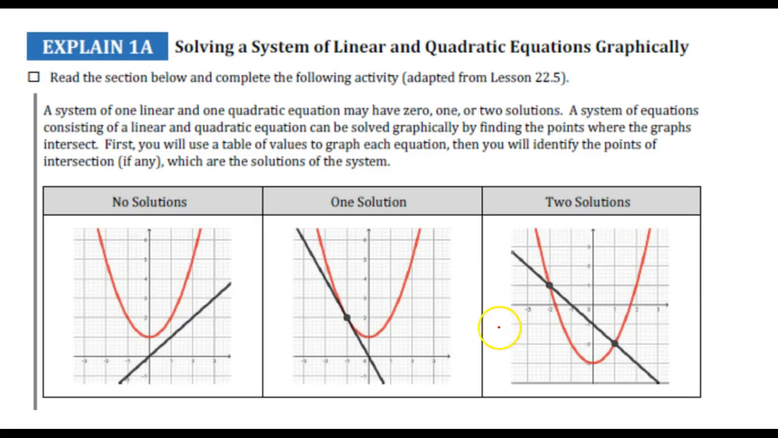All right, we're going to continue on with explain 1, where it says solving a system of linear quadratic equations graphically. So that's that visual I was talking to you about for each one. If they do not cross, so there's no crossing, there's no intersection at all, that would be no solution. If they do cross, as I can see here, that would be one solution. And if they cross twice, that graph and this line, that would be two solutions.